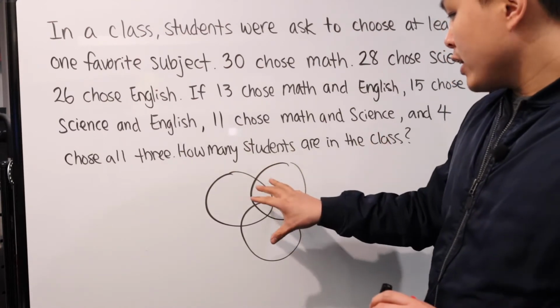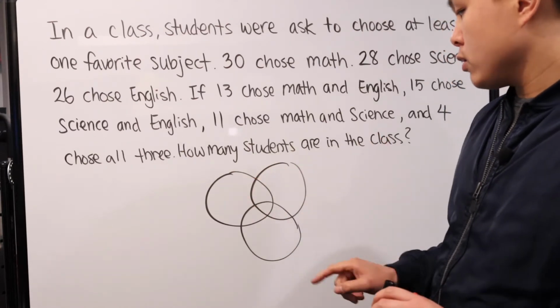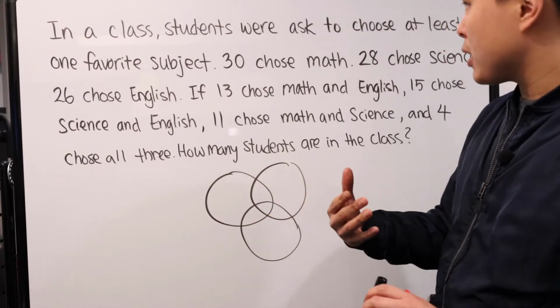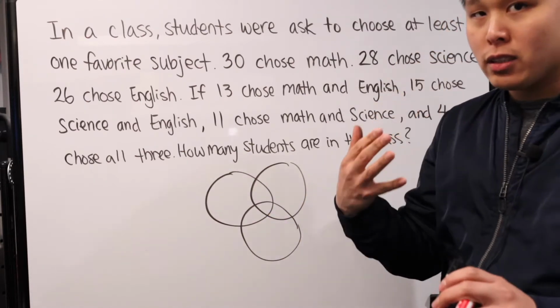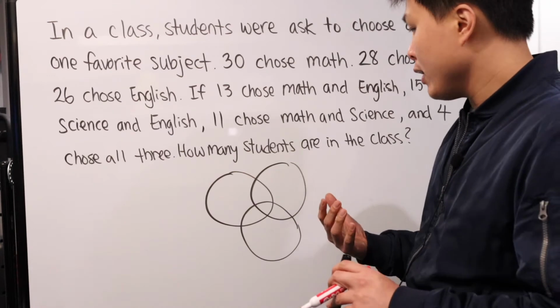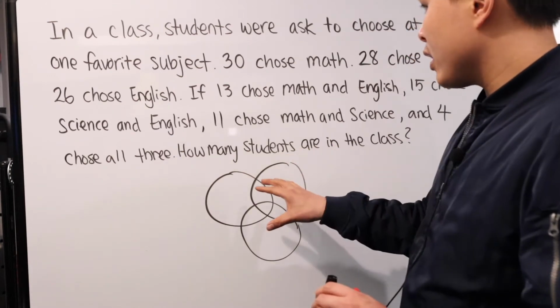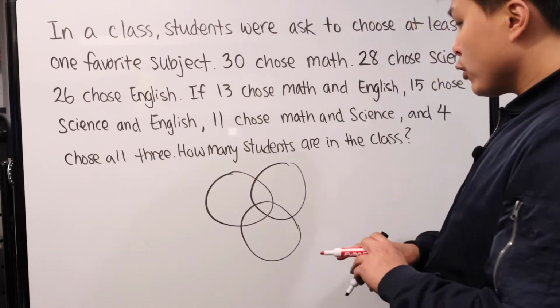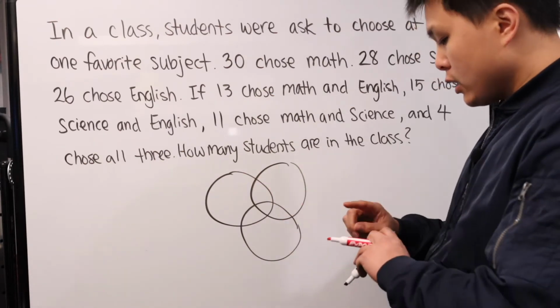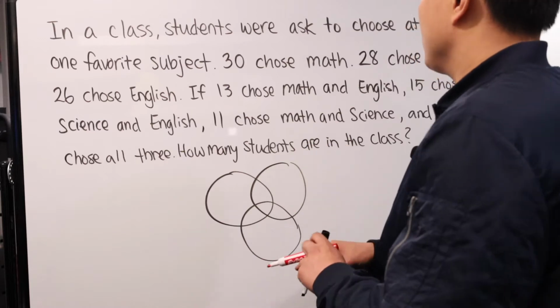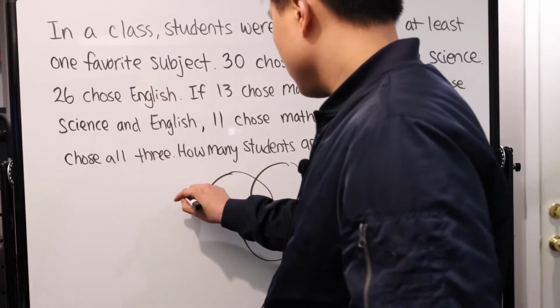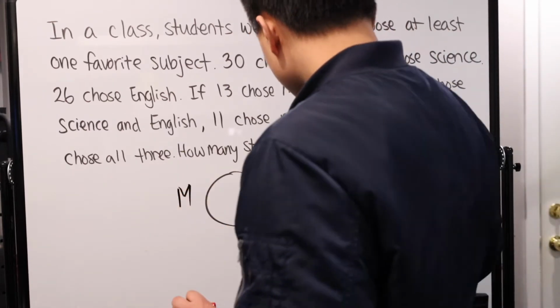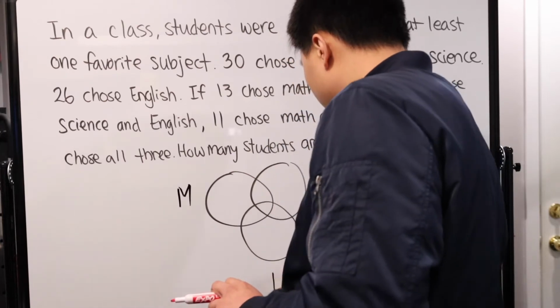So this Venn diagram has 3 subjects with them potentially sharing, because they had to choose at least one. That doesn't mean that they chose only one, right? And we're trying to figure out, with all the potential overlaps, how many students are in the class. Well, first and foremost, we draw a Venn diagram like this, and then we separate it by its subject. We have math, let's just do M right here, we have science, and then we have English.